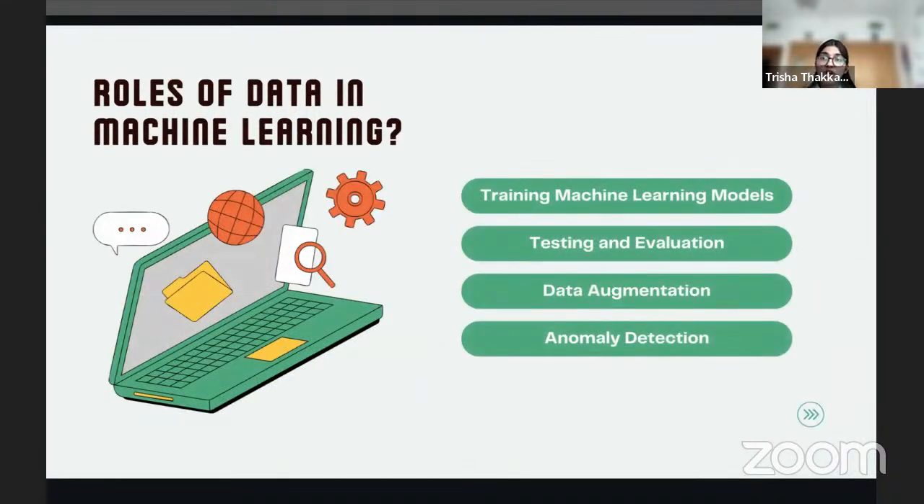What are the roles of data in machine learning? It has various roles in machine learning. It trains machine learning models. It is used for training the machine learning models. This means that data is very important as we ourselves are training different models in machine learning to give us different predictions or different classifications. Testing and evaluation, data augmentation, and anomaly detection.